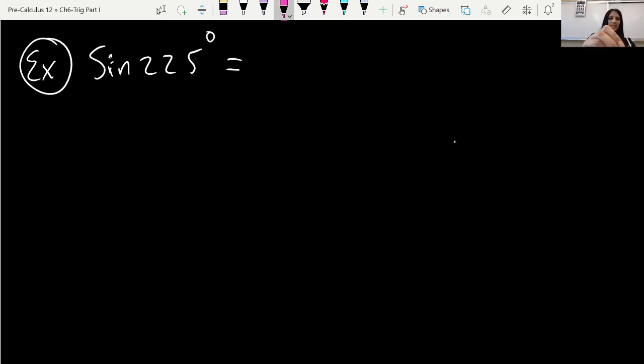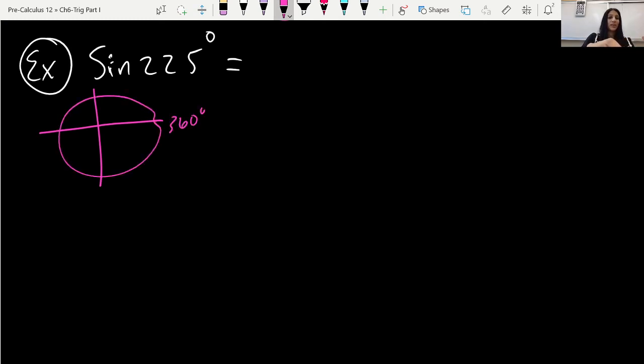Okay, so sine of 225 degrees. We're kind of new to this, so I think a good way to start to figure things out is on our unit circle. We know all the way around would be 360. So my first thing is I want to figure out where this is, because I want to know if my answer is positive or negative. That's somewhere to start. And then I also want to know which reference angle to use.